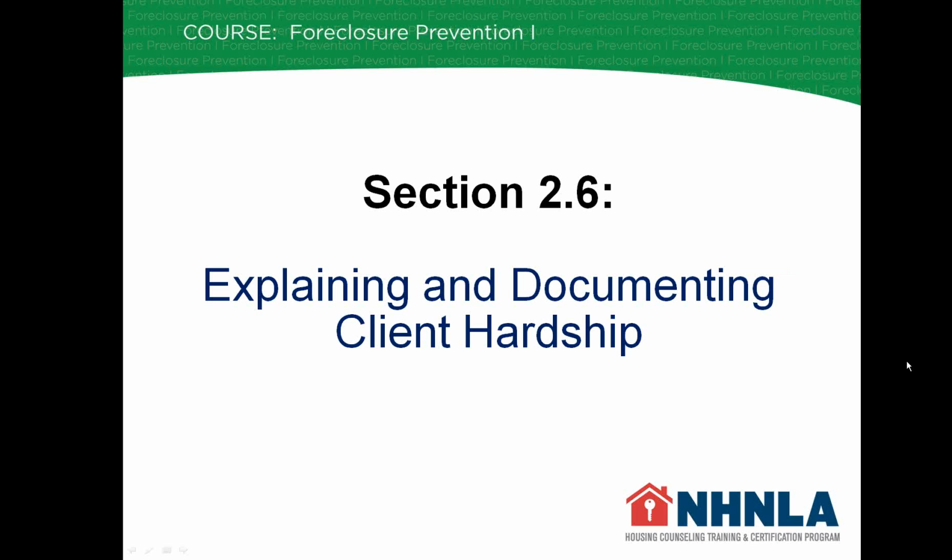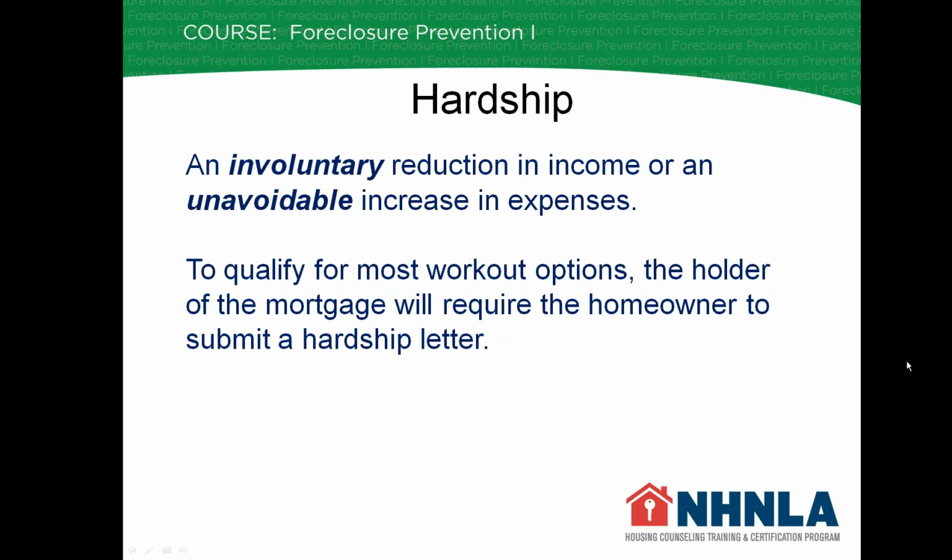All right, so the first thing we want to make sure we do when we're thinking about hardship is it has to be an involuntary reduction in income or an unavoidable increase in expenses. And most workout options from your lender, mortgage company, what have you, are going to require that the homeowner submit what's called a hardship letter. Now, if you've been doing this a while, you're very familiar with this. But if you're new, this is something that you really need to pay special attention to.